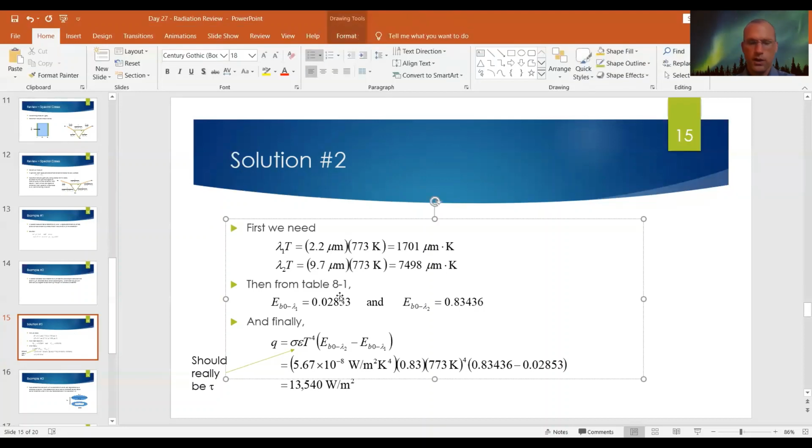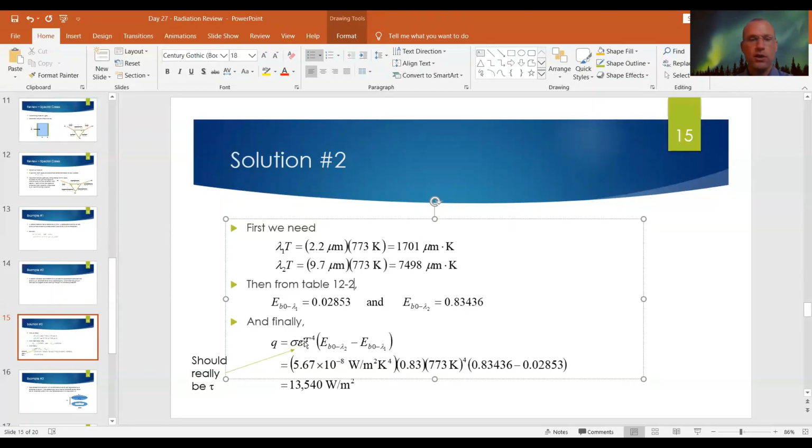And then from table 12-2, at 1700, I find that EB from 0 to lambda 1, which again is what they call F0 to lambda, that fraction is 0.02853. For the upper bound, 7,500, I get 0.83436. And so my total heat coming through, sigma epsilon T to the fourth.